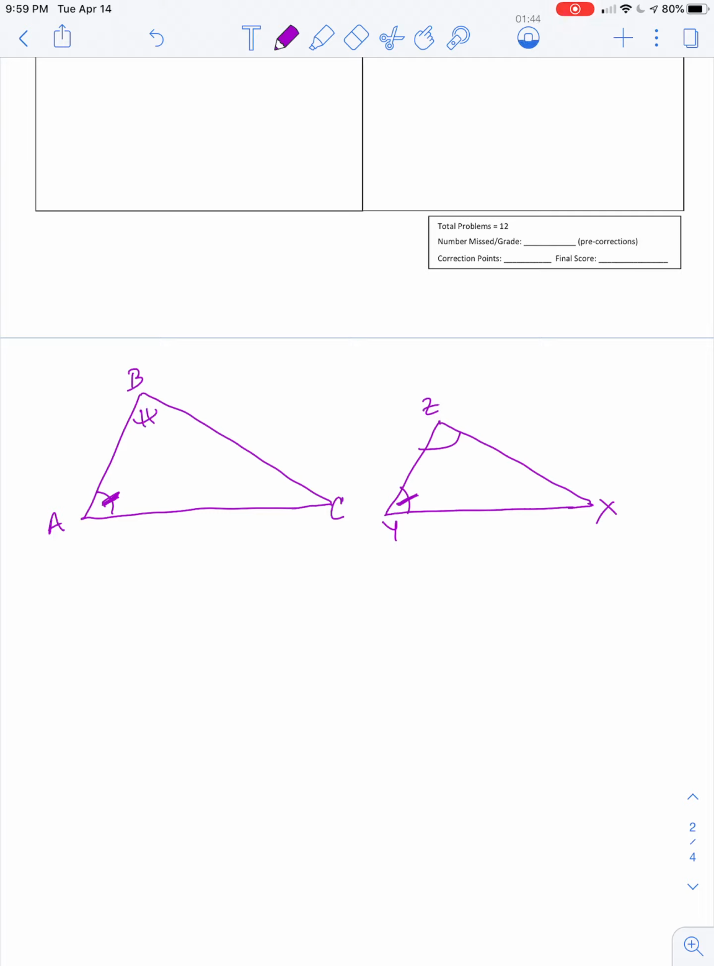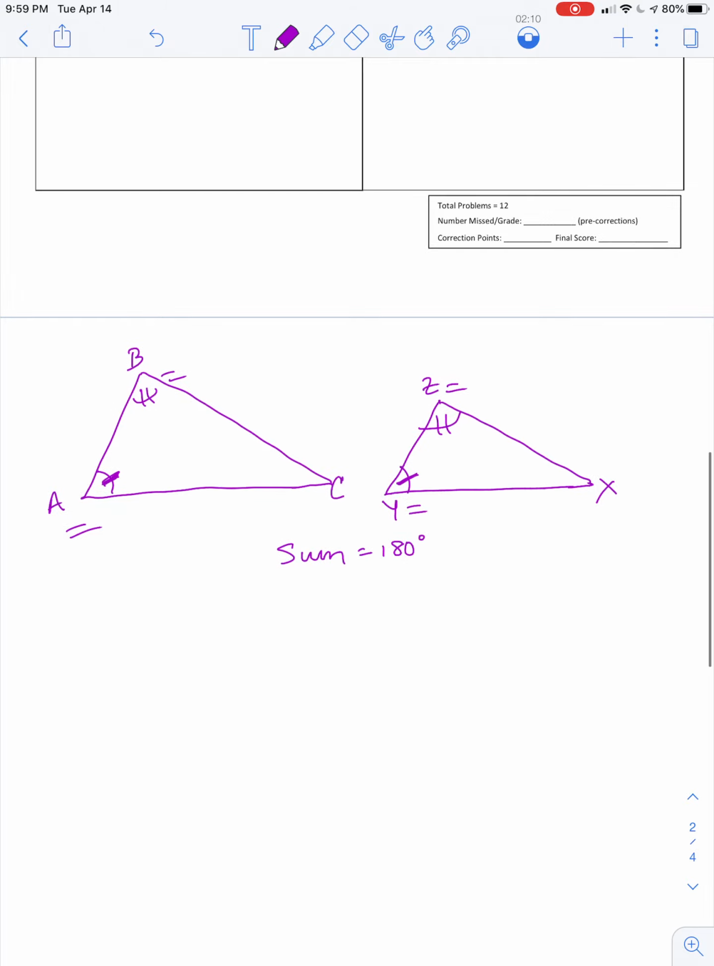Now, angle B and angle Z are also congruent. They are similar triangles, and if they're similar triangles, their corresponding angle measurements are congruent. Now think about this. The sum of the angles of a triangle is 180 degrees. So if angle A and angle Y are the same measure, and angle B and angle Z are the same measure, then it stands to reason that angle C and angle X would also be the same measure, or congruent as we would call it. So that is the criteria for having similar triangles. Their corresponding angles must be congruent.